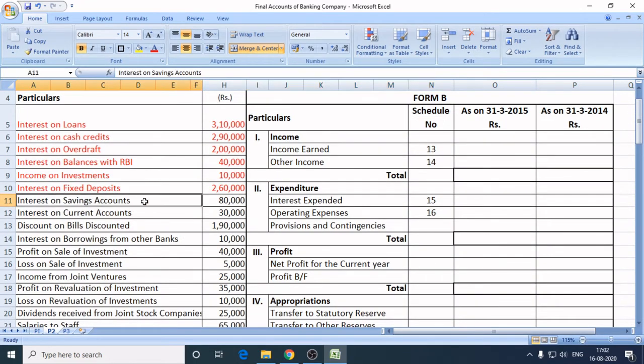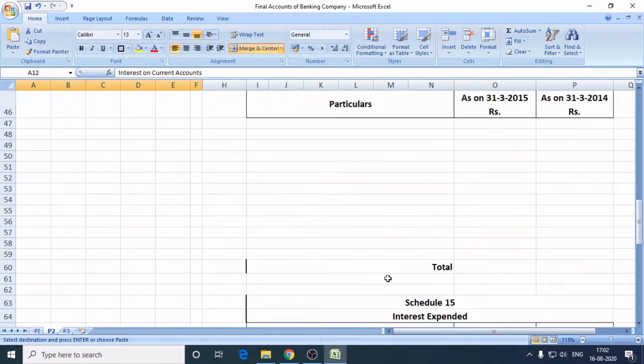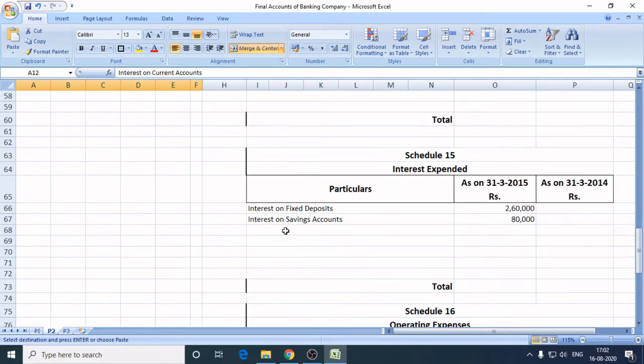Next is interest on current account. The bank also offers current accounts, and on that account it has paid interest, so it is also the bank's expense, and for recording interest related expenses we have schedule number 15, that is interest expended, so it will also go there. The figure is 30,000.